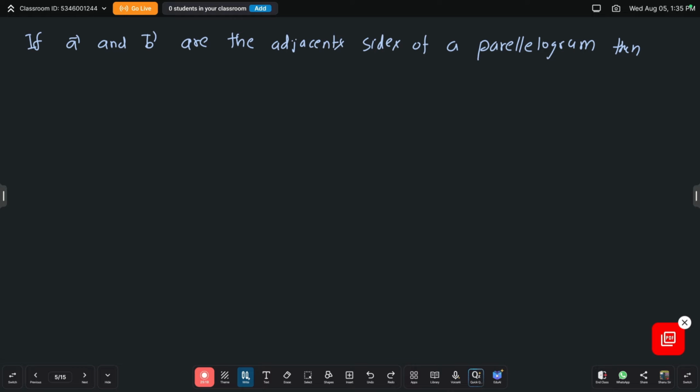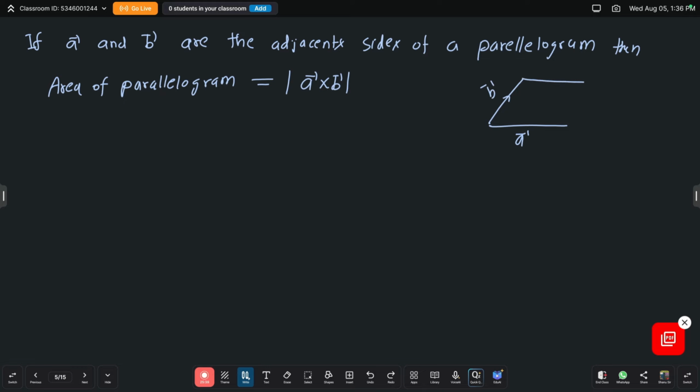Then the area of the parallelogram equals mod of A cross B. Suppose this is A vector and this is B vector and this is the parallelogram. How can we get mod A cross B? Their proof is not in the syllabus, but you should know it also. Why should you know? Because once you know the proofs, then you will learn how to do mathematical manipulation in vector algebra.